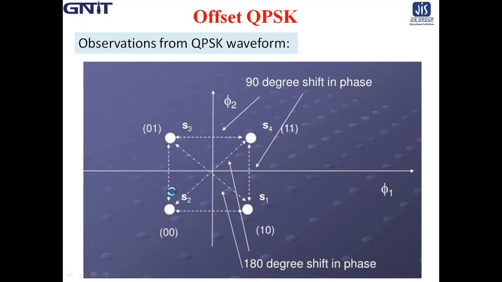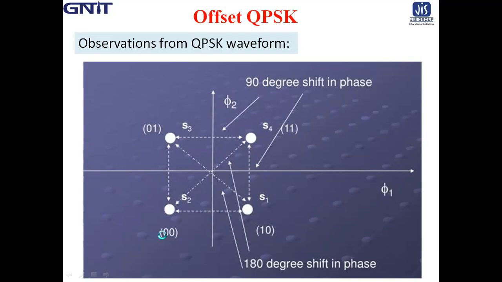For example, when the input binary sequence switches from dibit 1 0 to dibit 0 0, only one bit is changing. In this case, the in-phase component changes sign, whereas the quadrature component is unchanged. And this is the second observation.